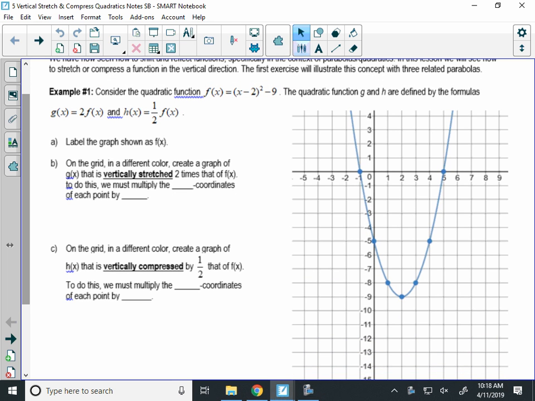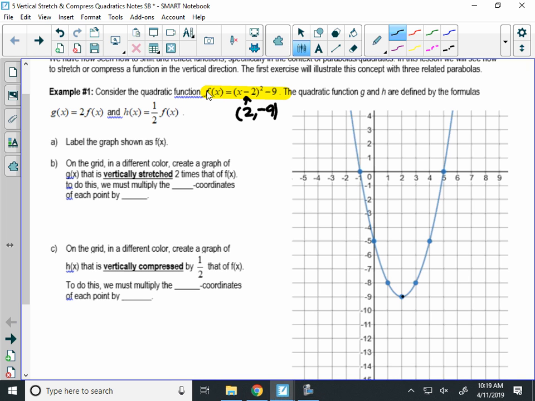We already have graphed for you the equation (x − 2)^2 − 9. Just as a review, what would be the vertex of this parabola? Remember, you take the opposite of the number in the parentheses, which would be positive 2, the same as the number on the outside, so negative 9. So the vertex, you should notice here, is at (2, −9).